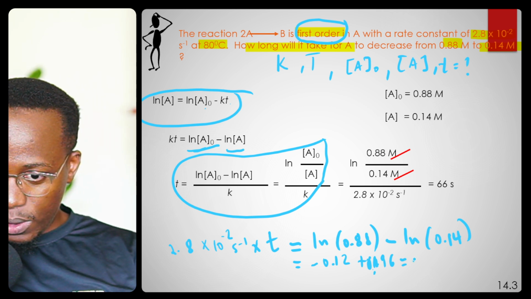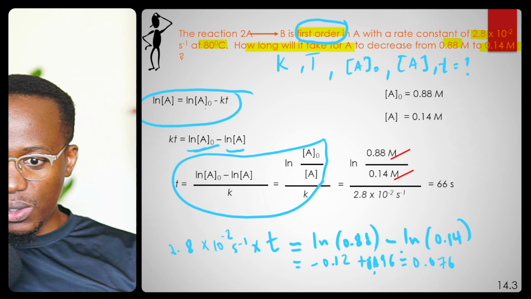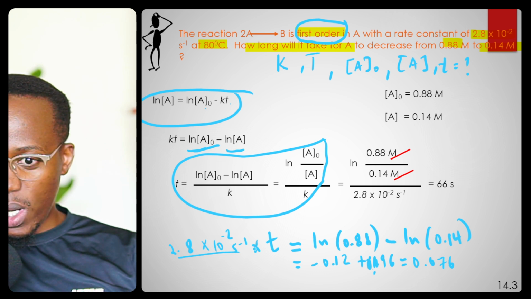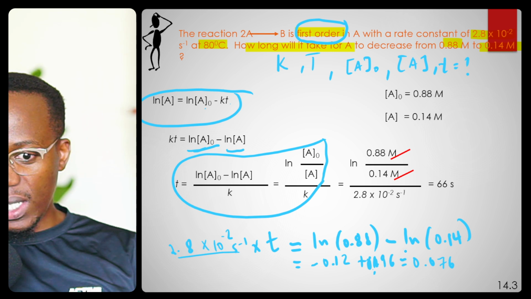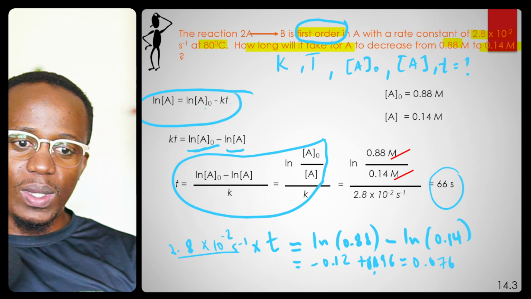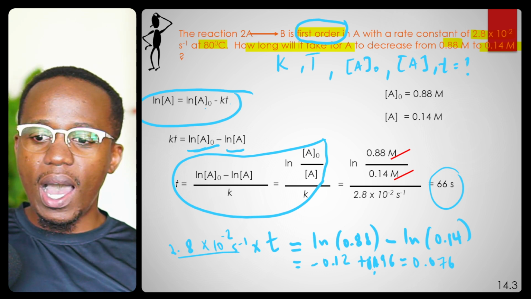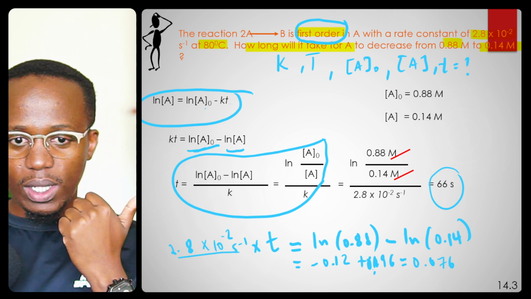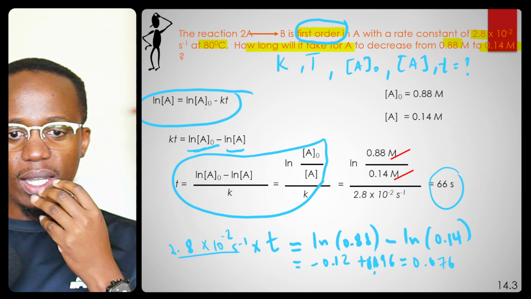So this is going to be equal to 0.076, right? So T is equal to 0.076. So T times this number is equal to 0.076, and guess what? T is equal to 0.076 over this number, which should give you 66 seconds, right? So this is how we solve problems if you have an initial concentration, final concentration, and the reaction order, and then they give you time.